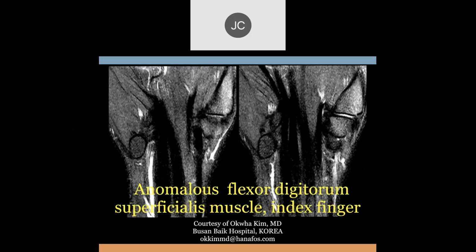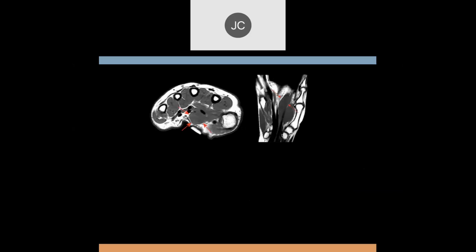Yep, this was an anomalous flexor digitorum superficialis muscle going to the index finger, which increased the pressure because it took up a lot of space in the flexor retinaculum between the hook of the hamate here and the triquetrum. And this was carpal tunnel syndrome due to an accessory muscle. Good. Yeah, just another example of an accessory muscle.